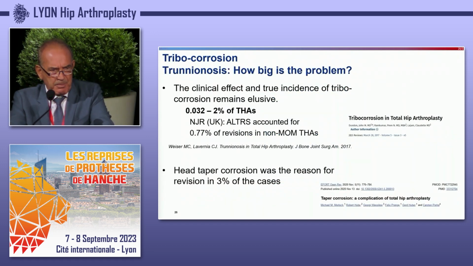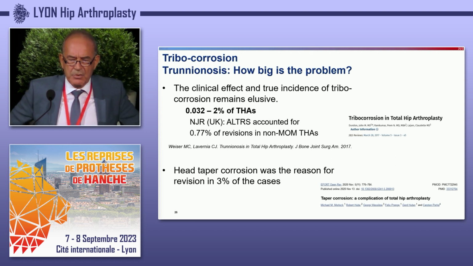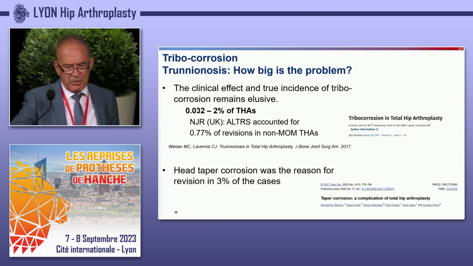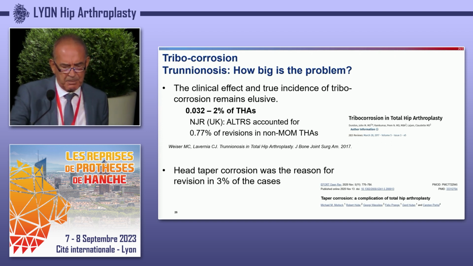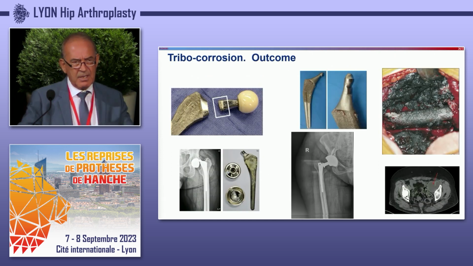So how big is the problem of trunnionosis? The clinical effect and the true incidence of tribocorrosion remain elusive. If you see in the literature, it starts from 0.032% and goes up to 2%, and the National Joint Registry in the UK reports 0.75% of revisions in non-metal-on-metal total hip arthroplasties, and for head taper corrosion, according to that paper in the review, it is up to 3%. What's the outcome?